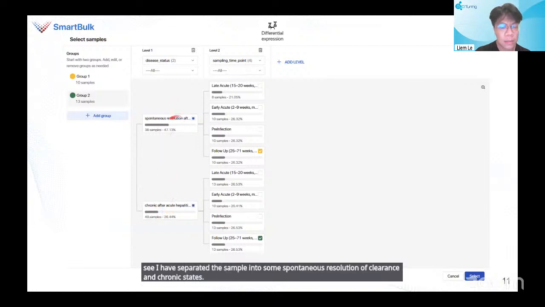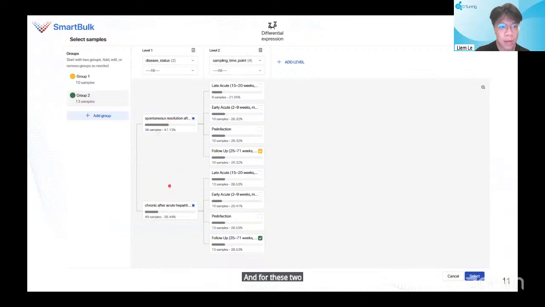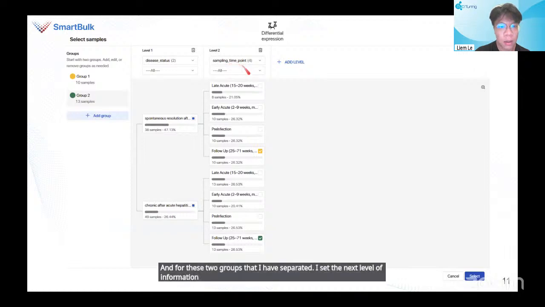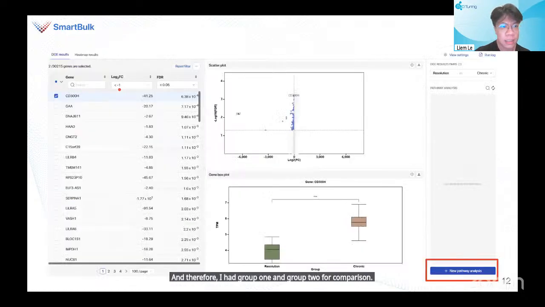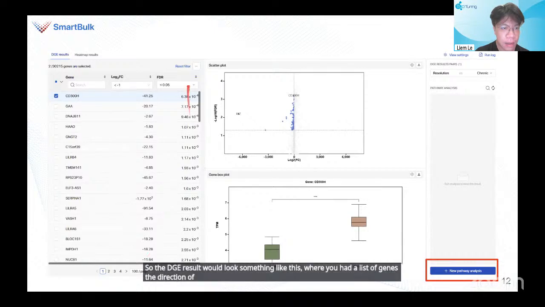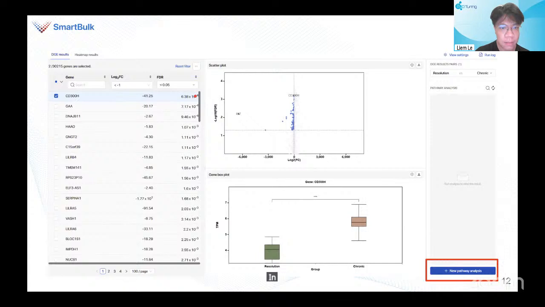And for these two groups that I have separated, I set the next level of information to be the time point, where I can select the follow-up or the last stage of the experiment in both of these groups. And therefore, I had group 1 and group 2 for comparison. So the DGE result would look something like this, where you have a list of genes, the direction of expression, and how significant they are in terms of statistical testing.